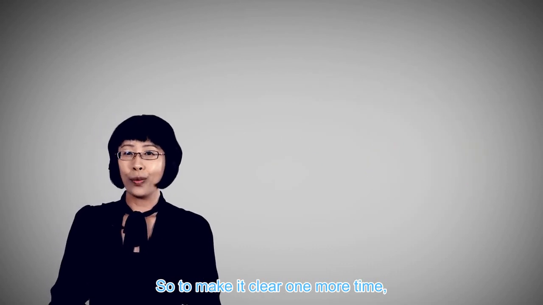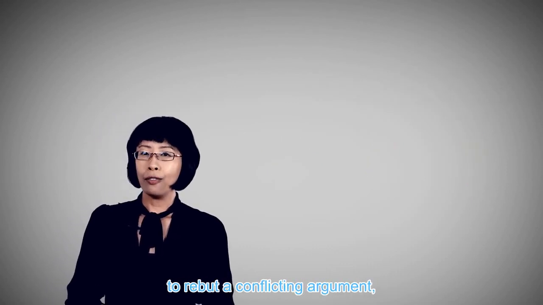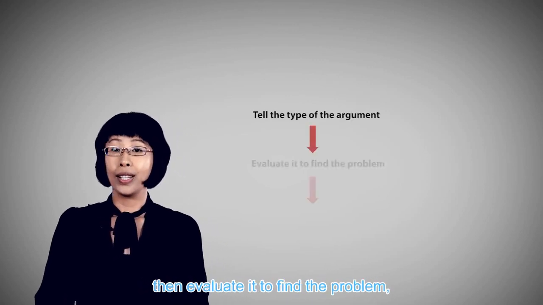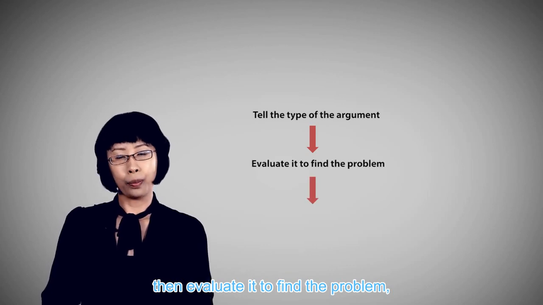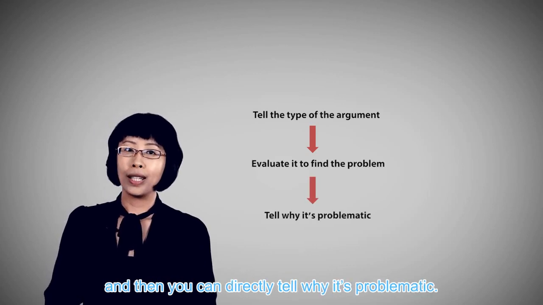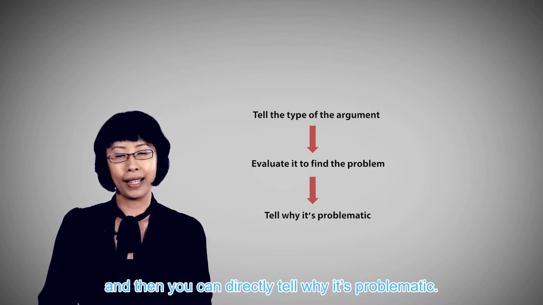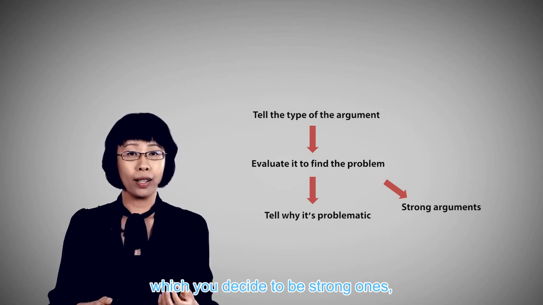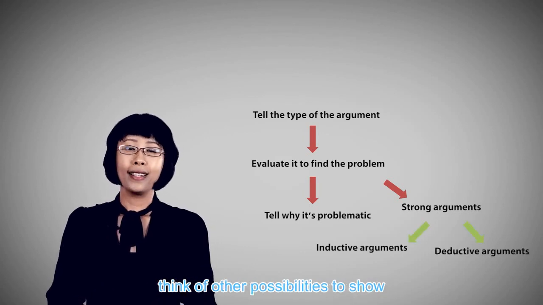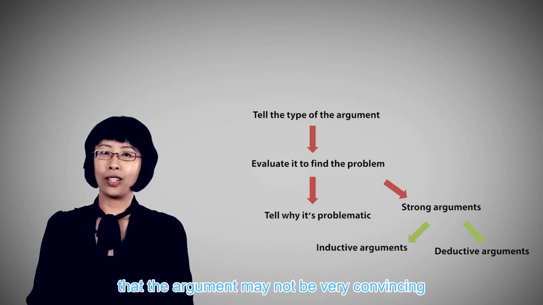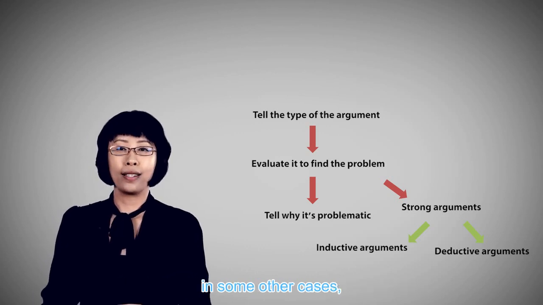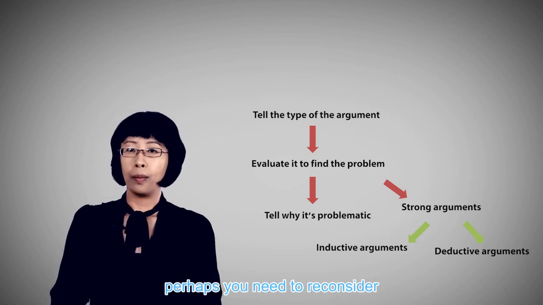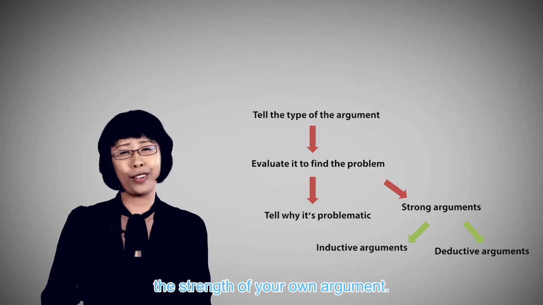So to make it clear one more time, to rebut a conflicting argument, first tell the type of the argument, then evaluate it to find the problem, and then you can directly tell why it's problematic. And for those arguments which you decide to be strong ones, if they're inductive arguments, think of other possibilities to show that the argument may not be very convincing in some other cases. And if they are deductive arguments, perhaps you need to reconsider the strength of your own argument.